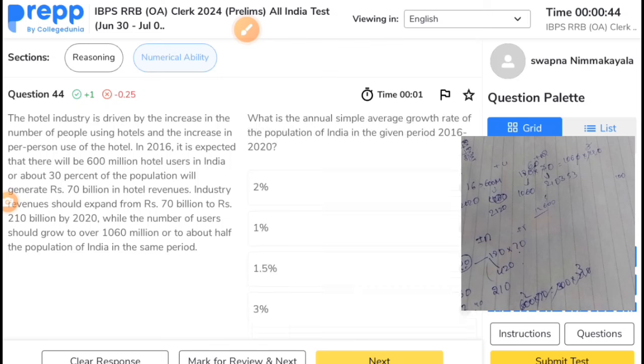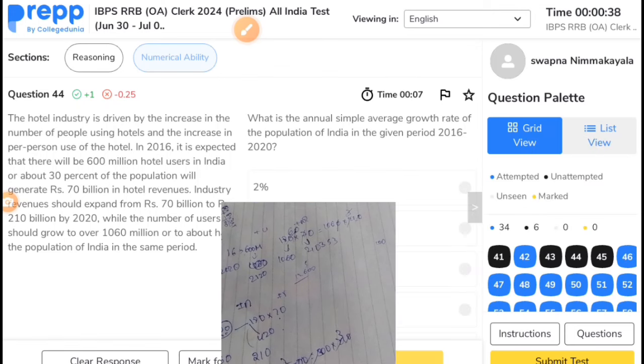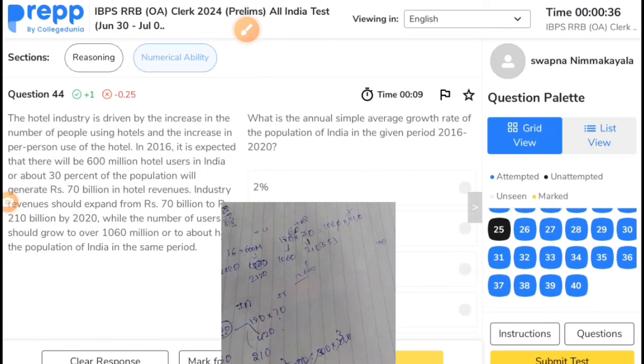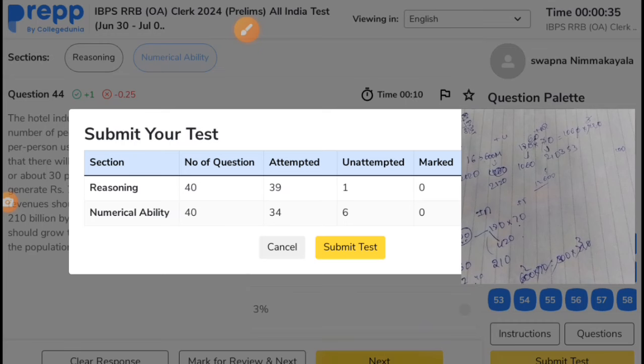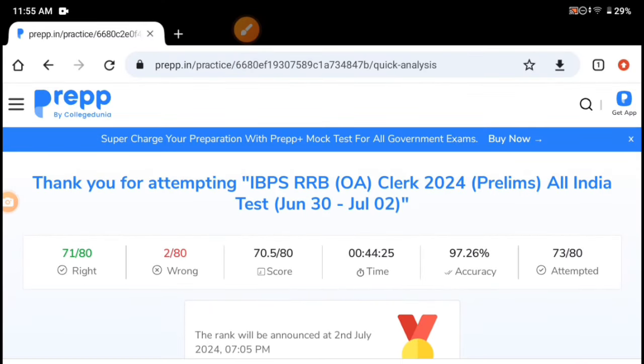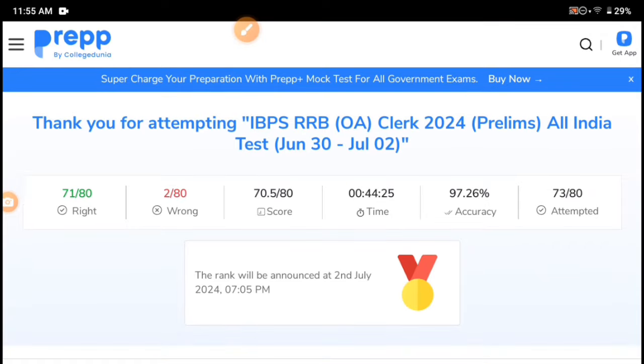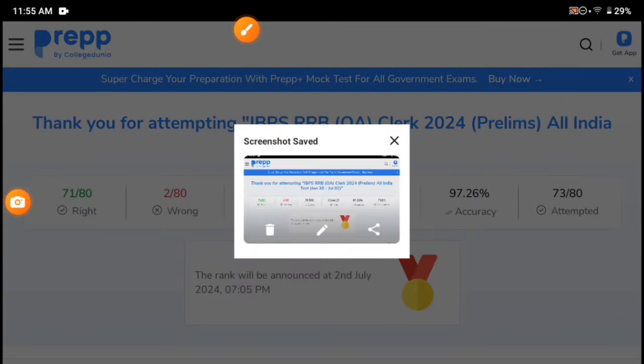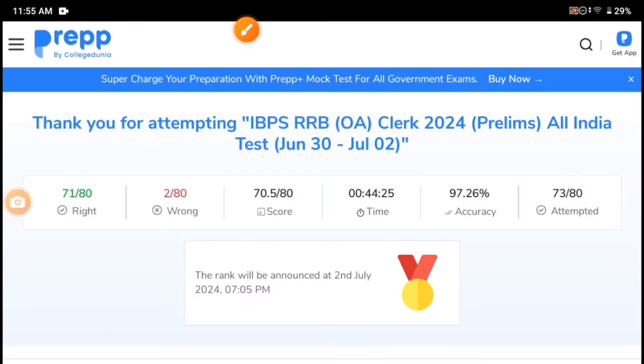To 3. So I submit this test. So this is my score. I attempted 73 questions, 2 are wrong and 71 are correct. Overall I got 70.5 and accuracy 97.26.